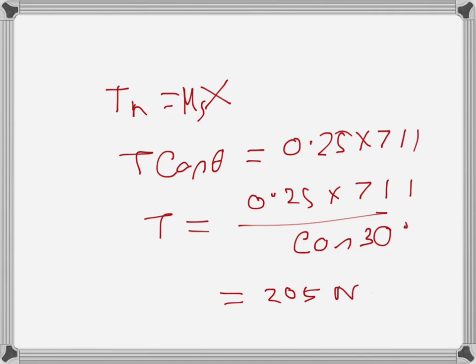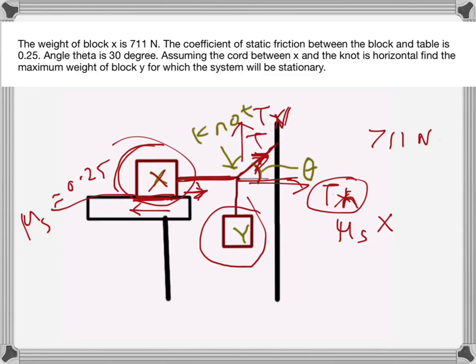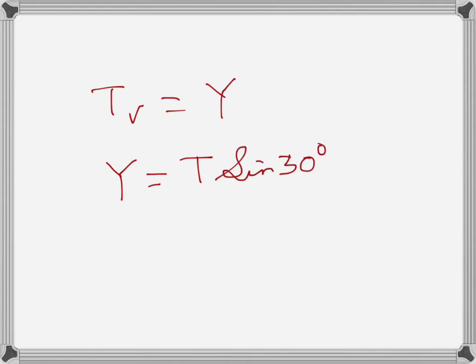Now let's look at the vertical forces that are acting. One is this one, Y, which is downwards, the weight of Y basically, so we can just call it Y. And this one, the cord's vertical component, which is TV, which is upwards. So TV should match Y. We have to find the maximum value of Y, and that will be of course T times sine 30 degrees, because TV is the vertical component of T.